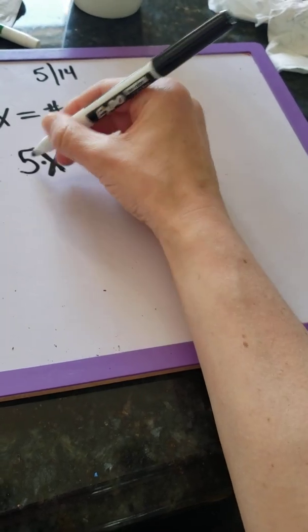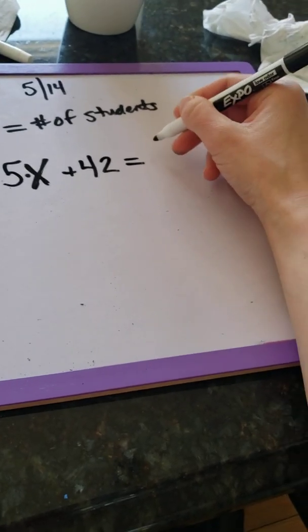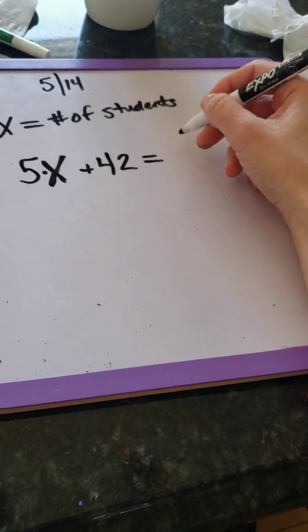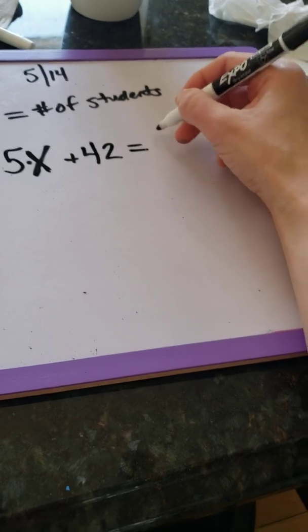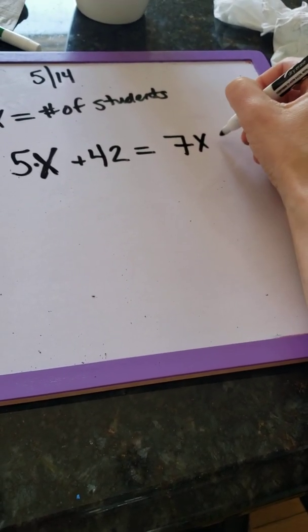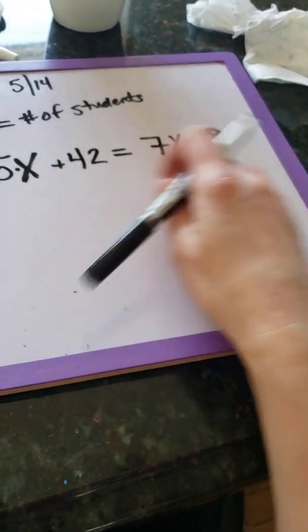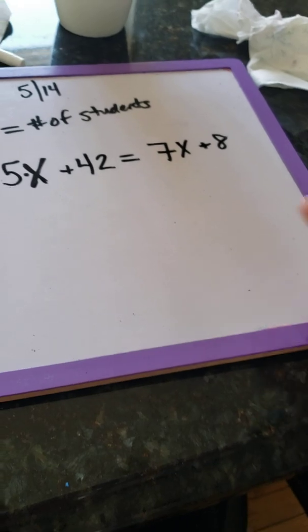So 5 times the number of students. And if each student gets 5 books, then there's 42 books left over. Okay. But in the same case, with the same amount of books, if each student were to receive 7 books, so 7 books times the number of students, then there would only be 8 books left over. Okay, and these amounts are equal, okay, because it's the same number of books.